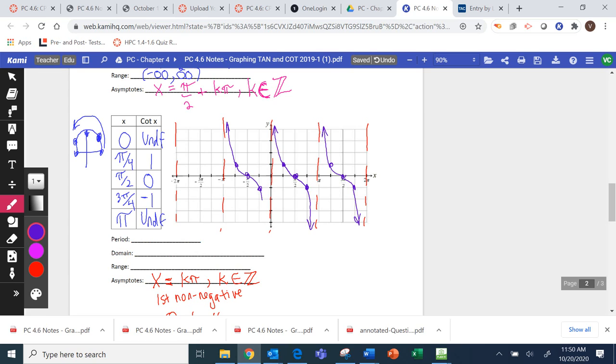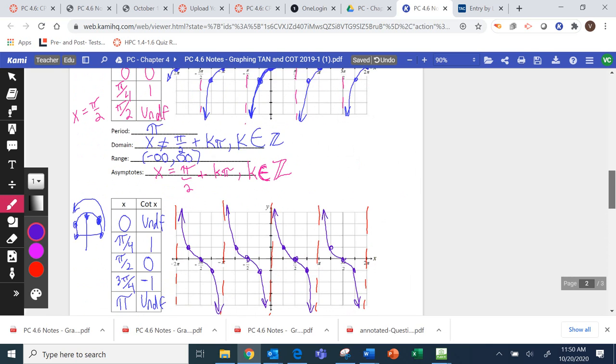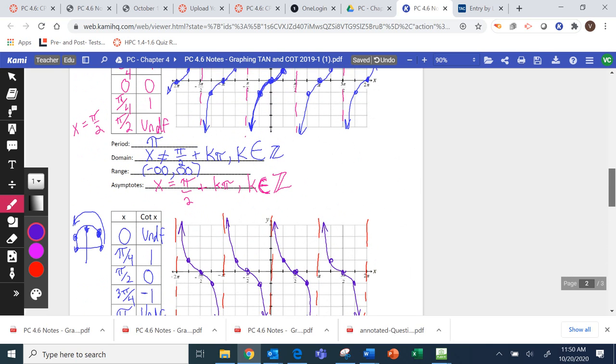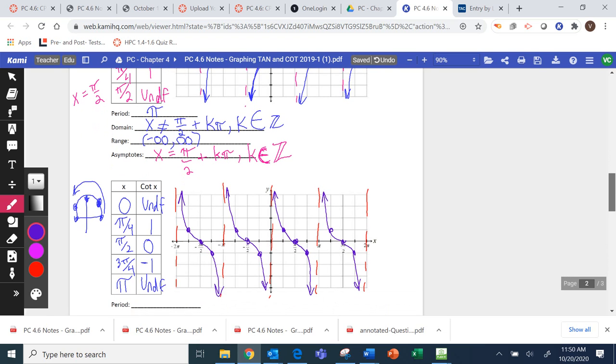Now these are parent functions, and once we start throwing transformations in there, it really gets confusing. And that's why if you can remember the key points, then you can just make the tables. Because like I can look at these and try to remember that tangent always goes up and cotangent always goes down, but once you have reflections in there, that gets confusing.